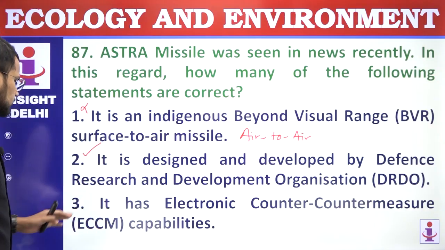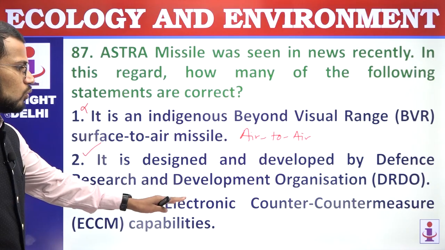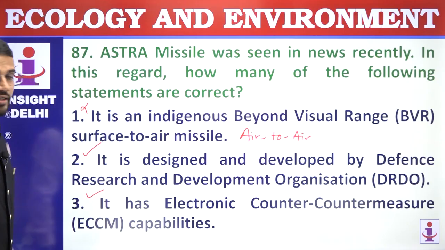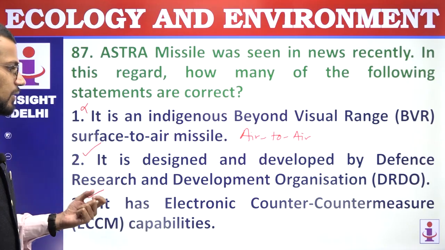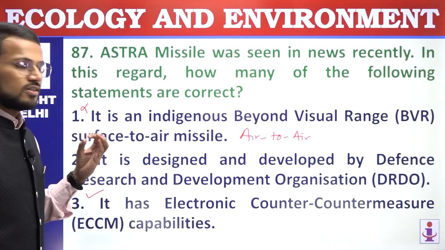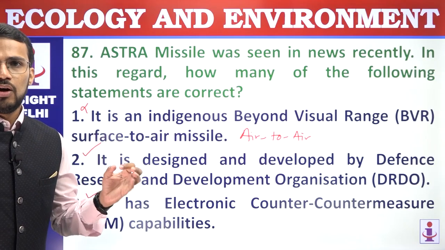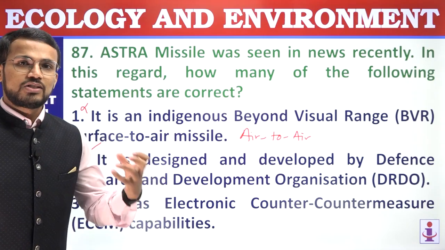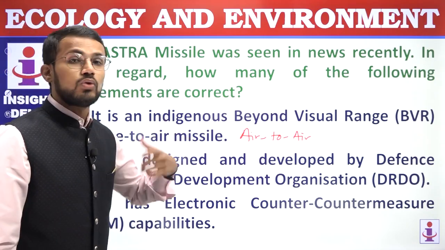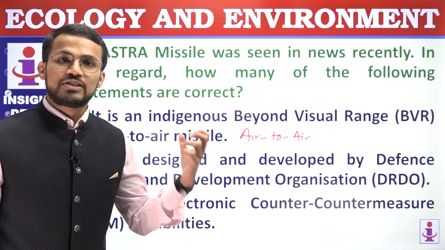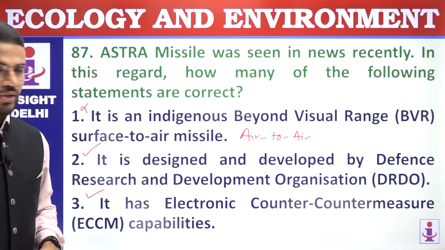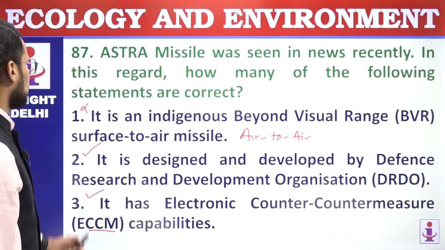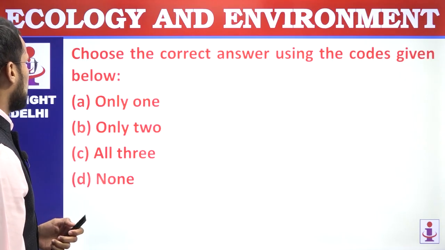Correct statement. Third, it has electronic countermeasure capability, ECCM capability. Correct statement. ECCM capability deals with the jamming of radars, which is a part of electronic warfare, and this Astra missile can counter that electronic jamming of various radars. That's why ECCM capability is there. Third statement is correct. Second and third statements are correct. Answer is only 2.